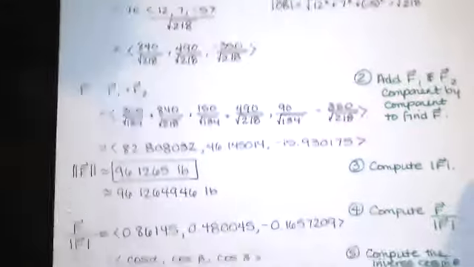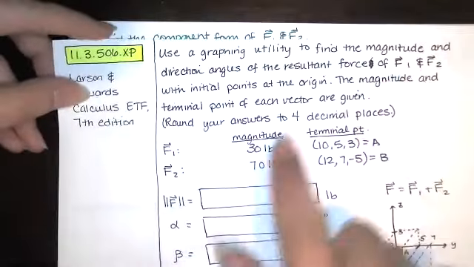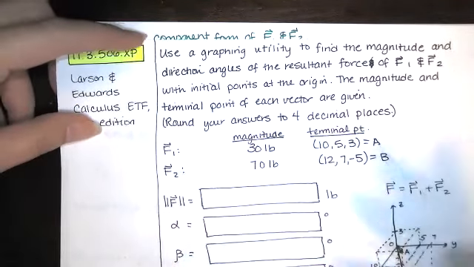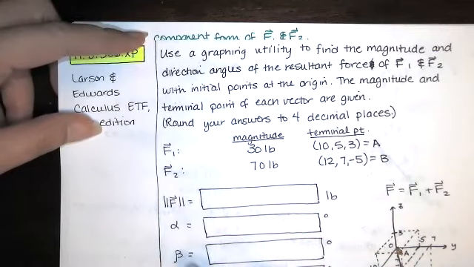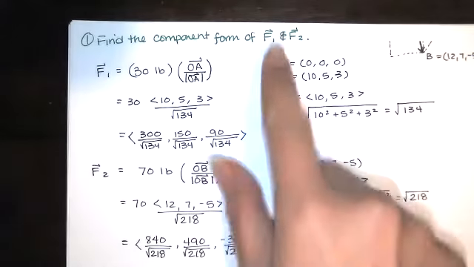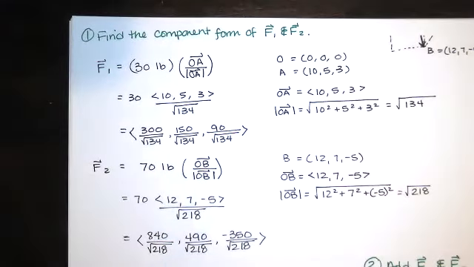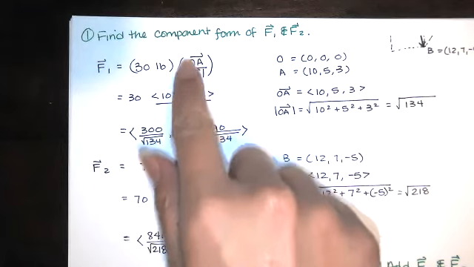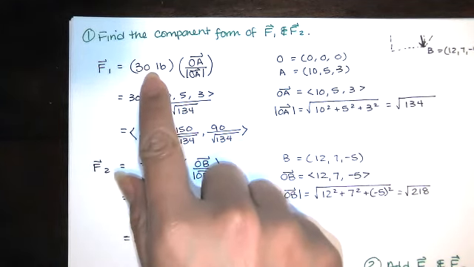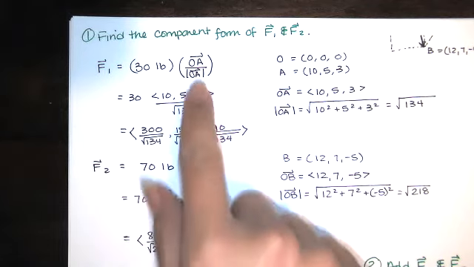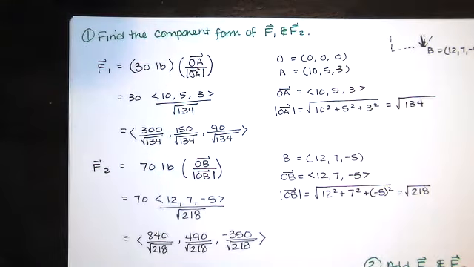All right, so briefly, let's recap. We're given two forces. We're given their magnitudes and their initial and terminal points. And we're asked for the resultant force and its direction angles. Well, in order to do that, first we needed to find the component forms of those forces. So you find the unit vector in the direction of the force, and you multiply by the right magnitude. That way the resulting vector points in the right direction but has a magnitude of 30 pounds, which is what you want.